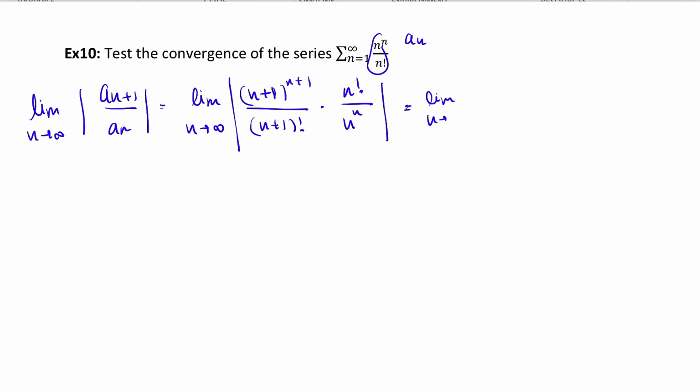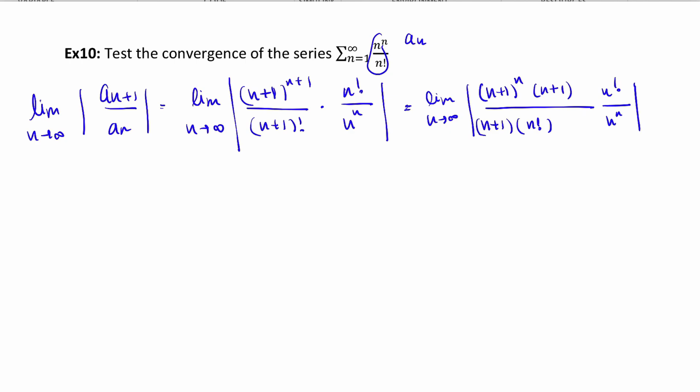So the limit as n goes to infinity of, I can write (n+1)^(n+1) as (n+1)^n times (n+1). And in the denominator, (n+1)! I can write as (n+1) times n!. The n! here stays like that, and n^n also stays like that. But now I get to cancel n! with n!, and n+1 with n+1, and I am left with the limit as n goes to infinity of the absolute value of ((n+1)/n) to the n.